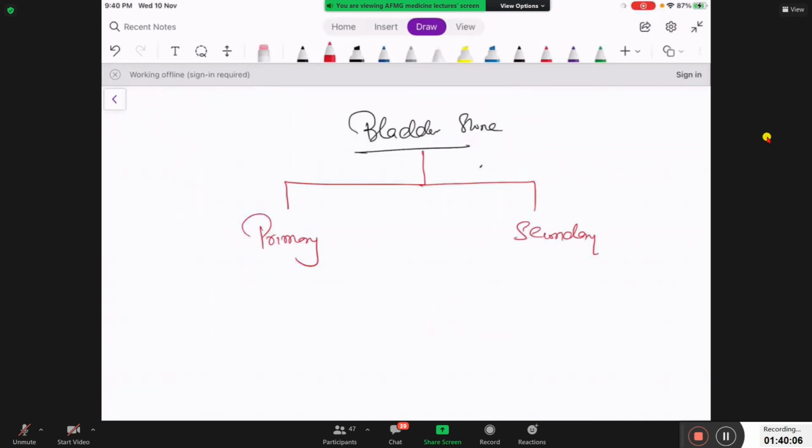So primary is formed in bladder, secondary is coming from kidney. It is other way round. Please remember this. This is something important. In CBD stone, primary CBD stone is formed in CBD. Secondary CBD stone is coming from gallbladder. Here it is the opposite. Primary bladder stone is dropping down from kidney. Secondary bladder stones are formed in bladder.